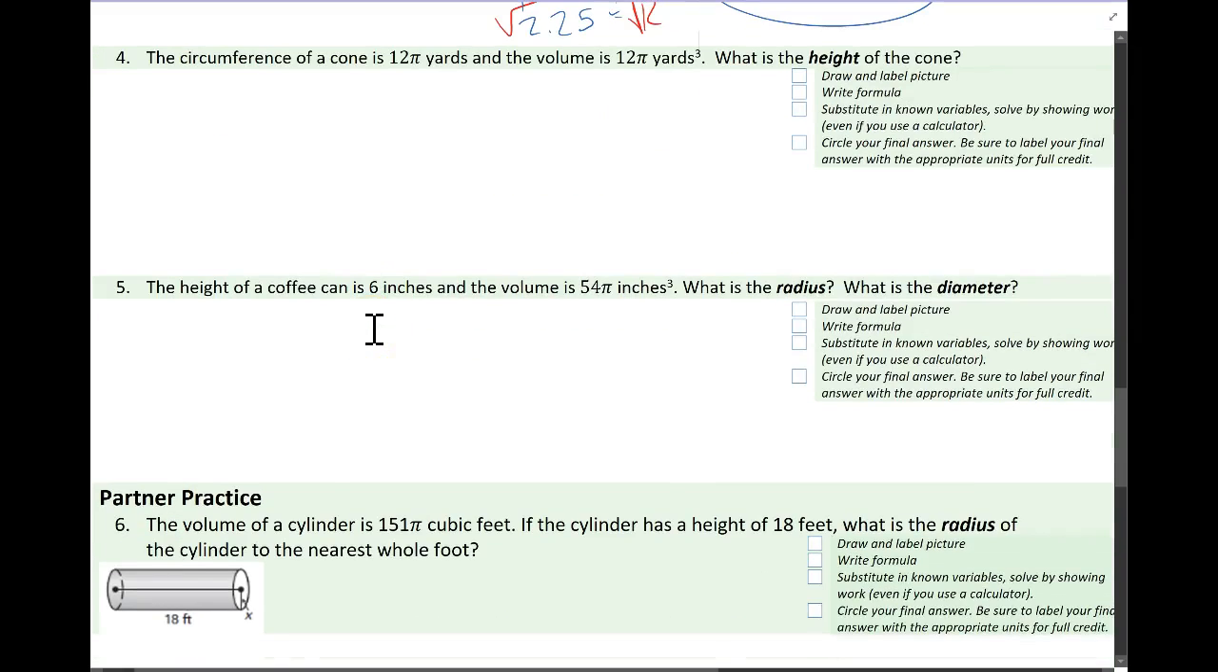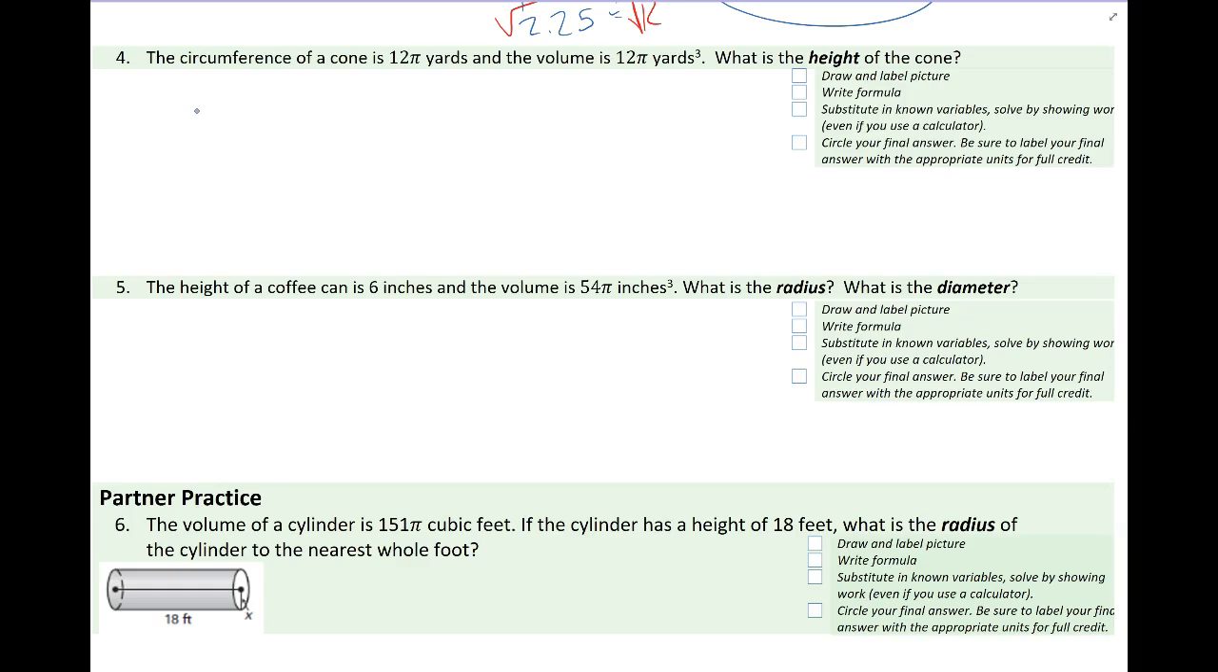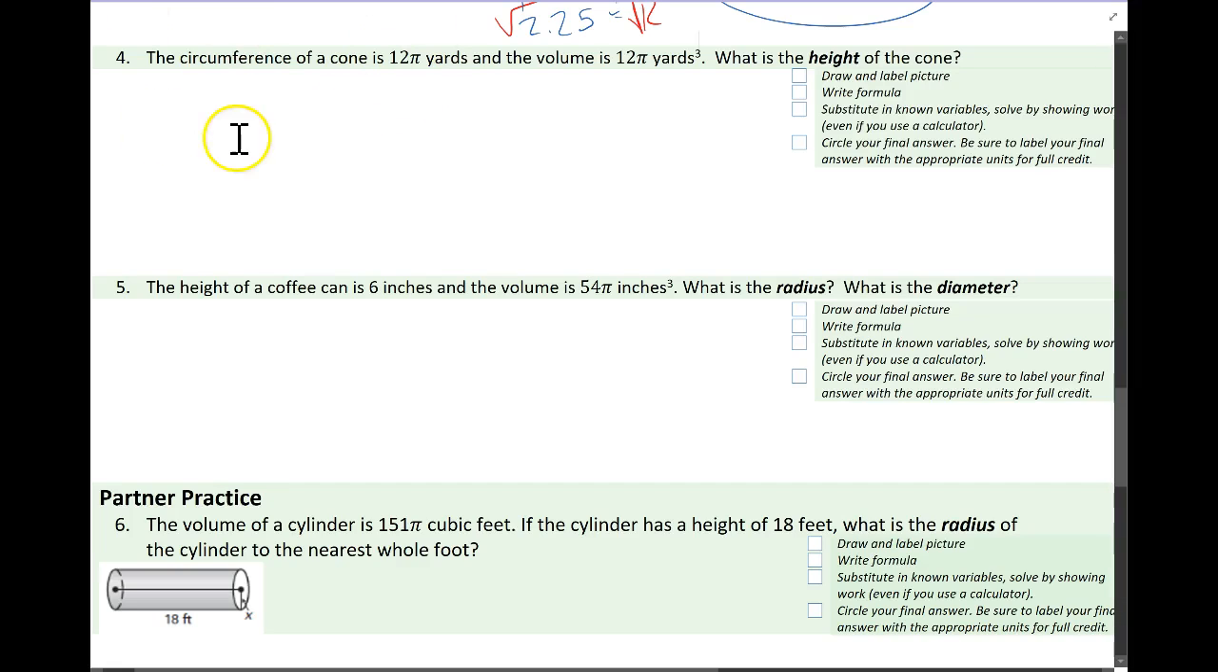All right, let's go down to number 4 here. The circumference of a cone. Well, now we're dealing with something a little different. The circumference of a cone is 12 pi yards, and the volume is 12 pi yards cubed. What is the height of the cone? Well, now we need to do something slightly different. We're going to start off by drawing and labeling the picture.